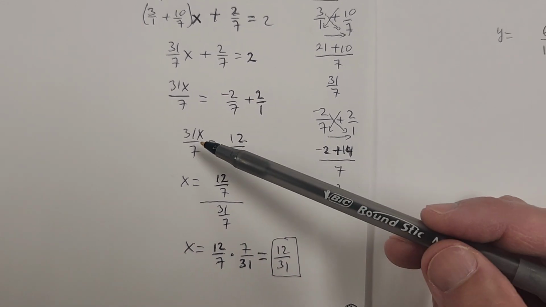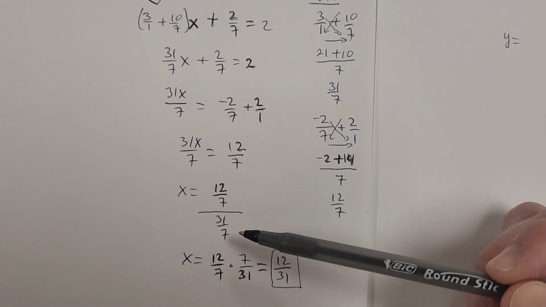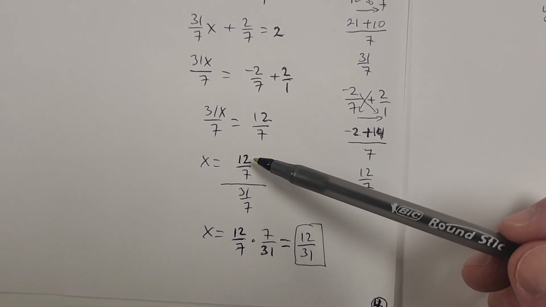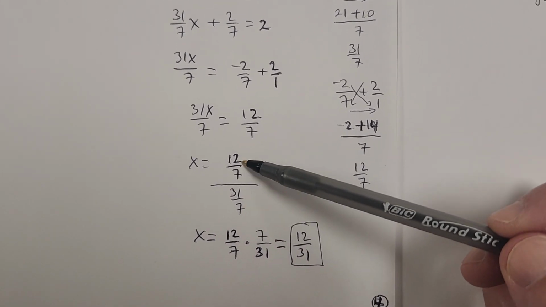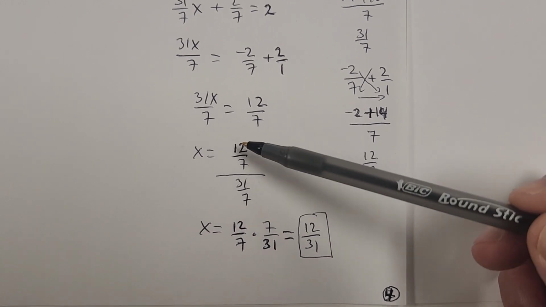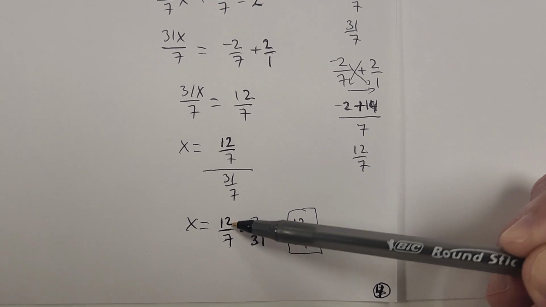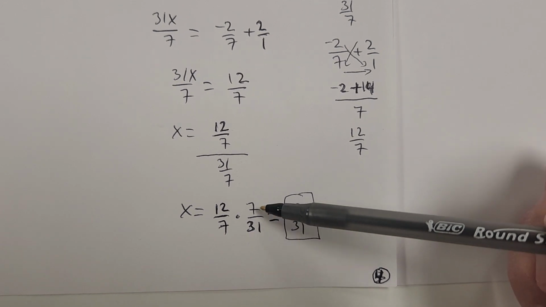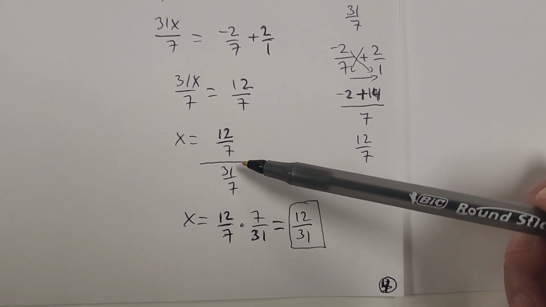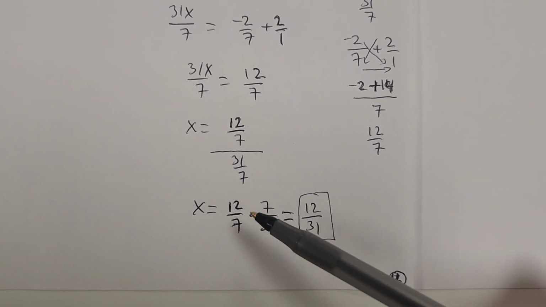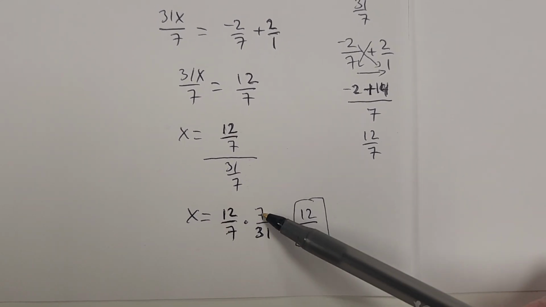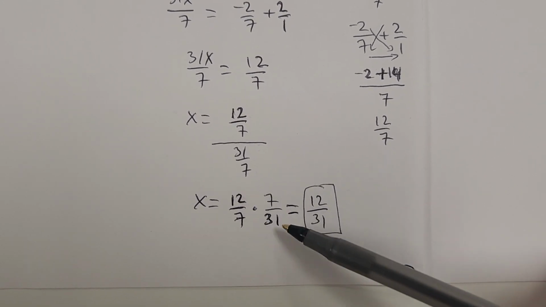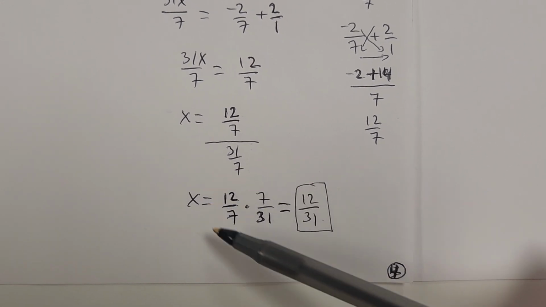Next divide by 31/7 on the right hand side. Fractions divide fractions, so if you remember the rule, it is keep, change, flip. Keep, that's what I have here. Change, division becomes multiply. Flip 31/7, which is 7/31. Keep, change, flip. Now if you look carefully, this 7 and this 7 are the same, so we can cancel them out. The only thing we have is 12/31. So that's my x value.